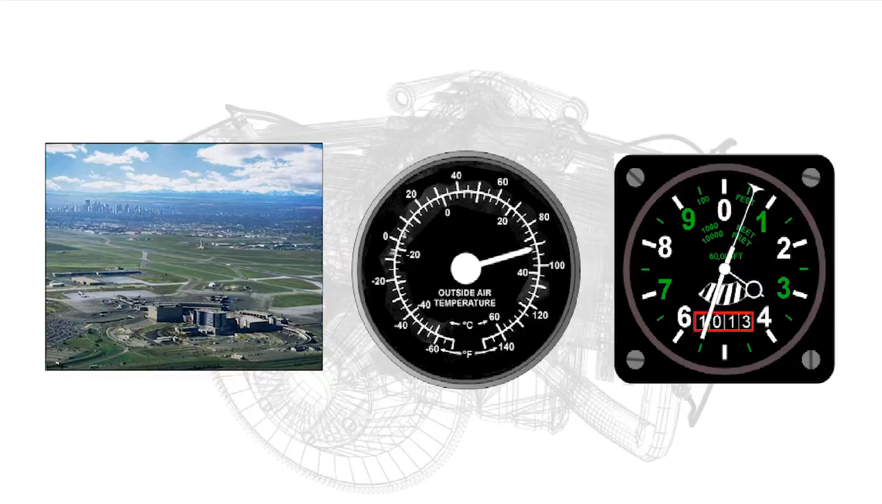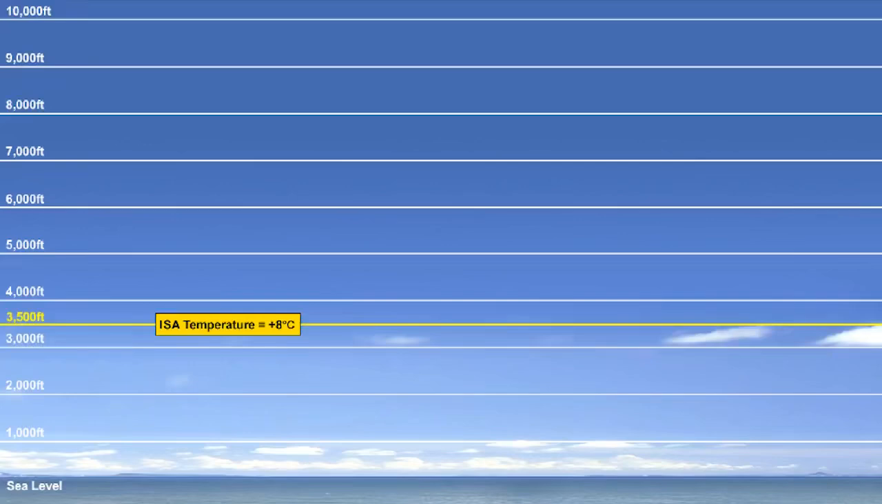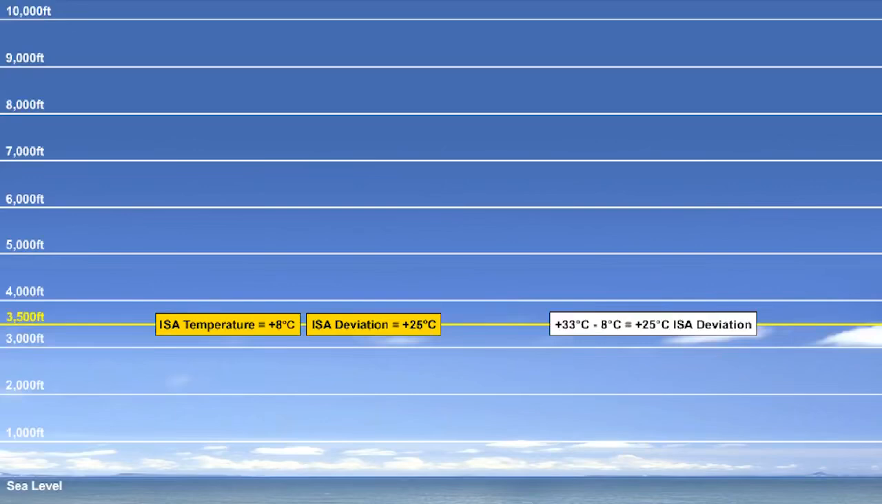And the QNH on this particular day is 1013 millibars, or 1013 hectopascals, which makes our pressure altitude also 3,550 feet. The ISA temperature for that pressure altitude is approximately plus 8 degrees Celsius. So the ISA deviation is plus 25 degrees Celsius.